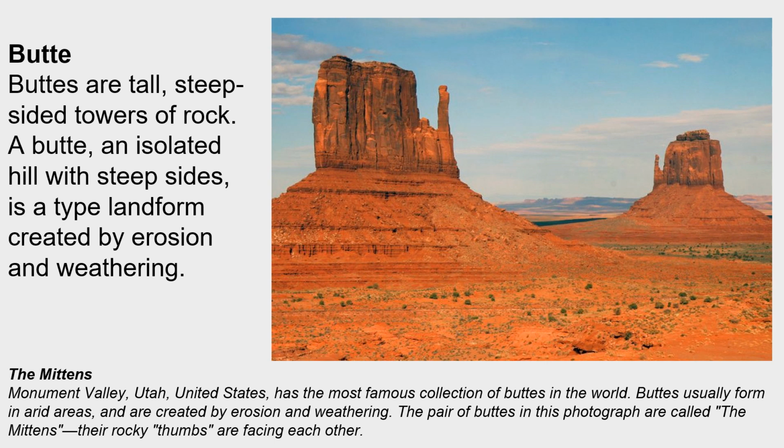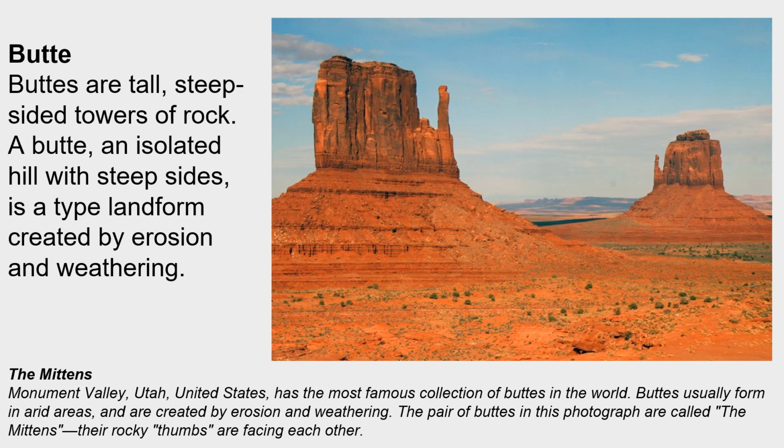Next, butte. That is what I was talking about. In the very first landform, you have seen a tall tower-shaped mountain. Those basically are not mountains. Those are called buttes. Buttes are tall, steep-sided towers of rock. A butte, an isolated hill with steep sides, is a type of landform created by erosion and weathering. The one that you can see is Mittens.